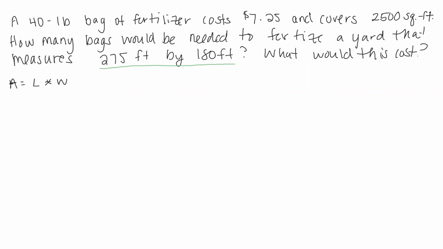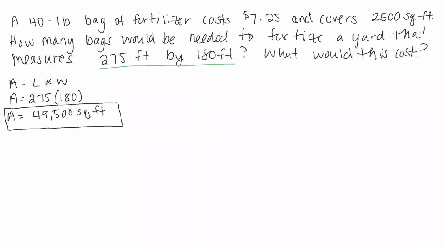Okay. We're told that the length of this yard is 275 and the width is 180. So 275 times 180 is 49,500 square feet. So that's what we're dealing with for our yard. It's very important, okay? Because the bag of fertilizer is given in how many square feet it covers. Our yard or our garden or our field, whatever we're dealing with here, measures 49,500 square feet.